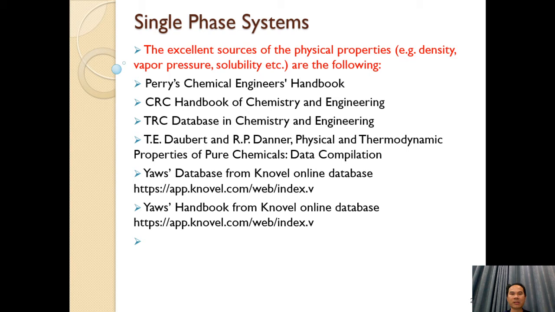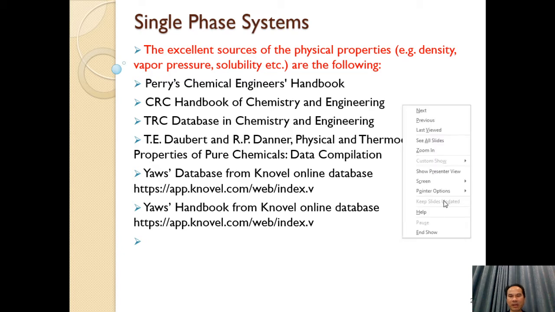First of all, I introduce where you can find chemical and physical properties like density, vapor pressure, and solubility, for example in the Perry's Chemical Engineers' Handbook. It is a famous handbook. I think I will upload it to Google Drive tomorrow for you. Or you can have a look at the CRC Handbook of Chemistry and Physics, or the TRC database, which give physical and thermodynamic properties of pure chemicals.